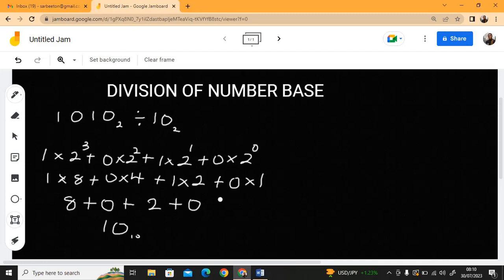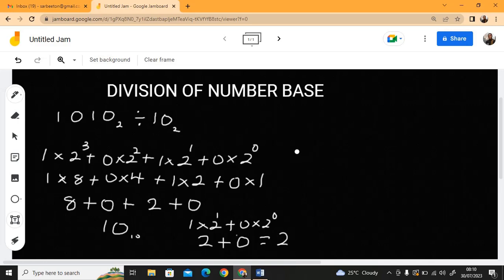Then 10 in base 2 is 1 times 2 plus 0 times 2, which is just 2, with digits 0, 1. I'm just doing this for those who may find it difficult to see how this man got 2. 1 times 2 to the power 1 is 2. 0 times 2 to the power 0 is 0, since 2 to the power 0 is 1 and 0 times 1 is 0. So this is 2, and you should know that 10 in base 2 is 2 in base 10.